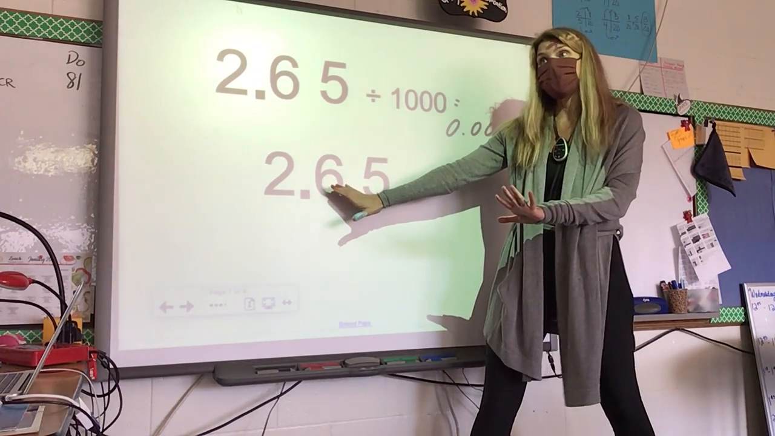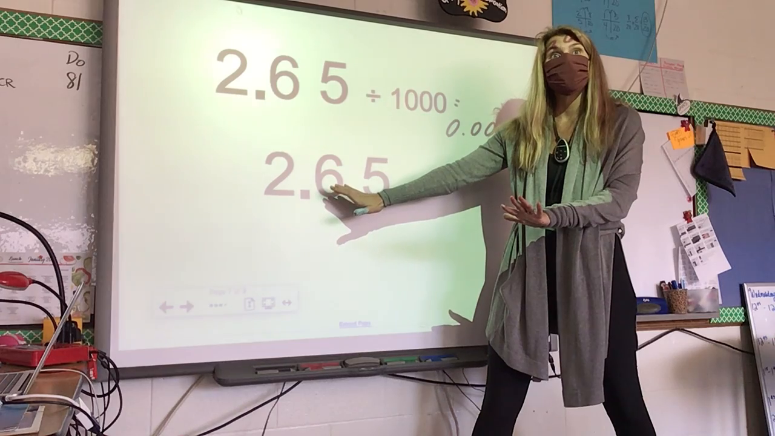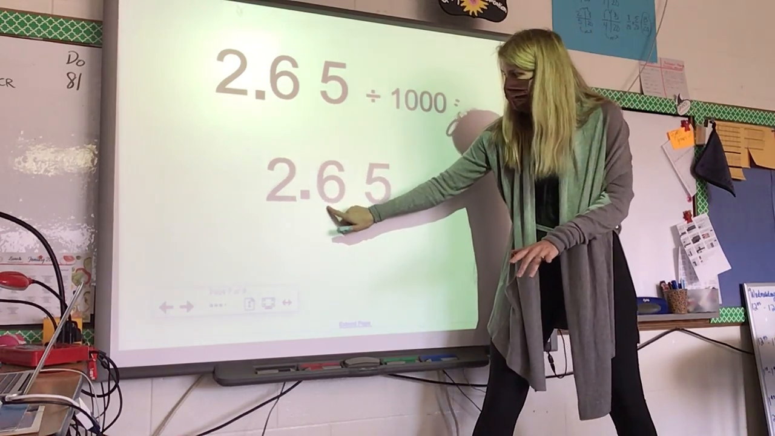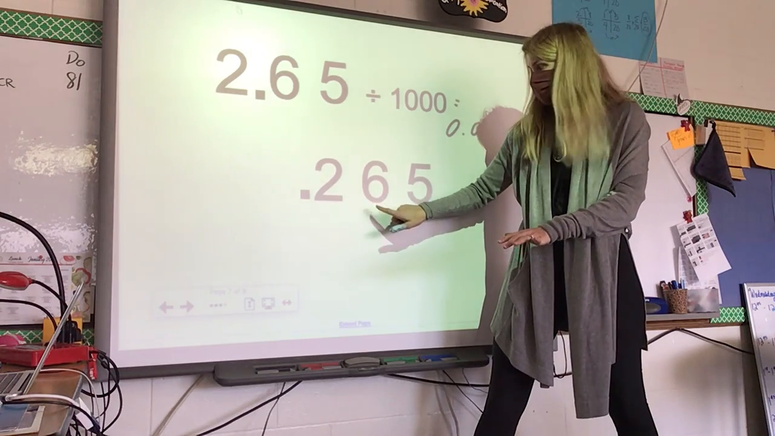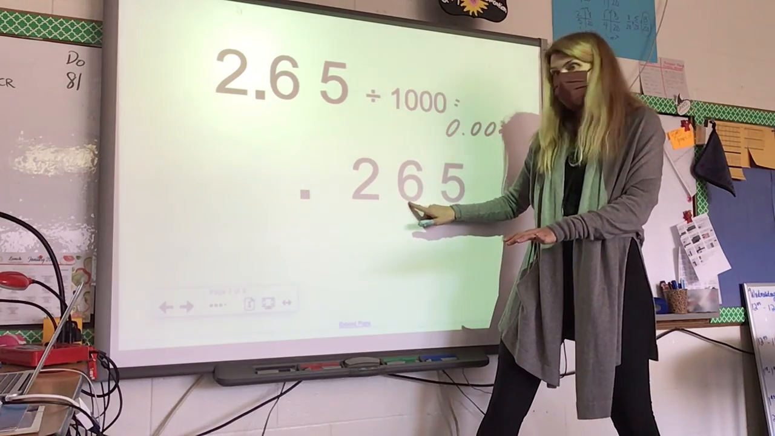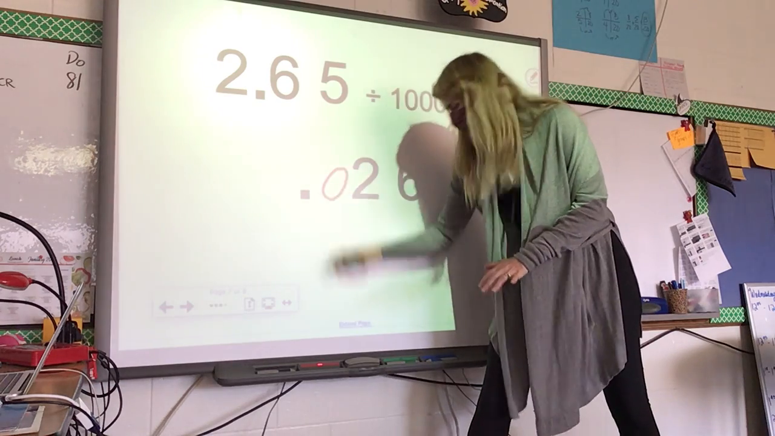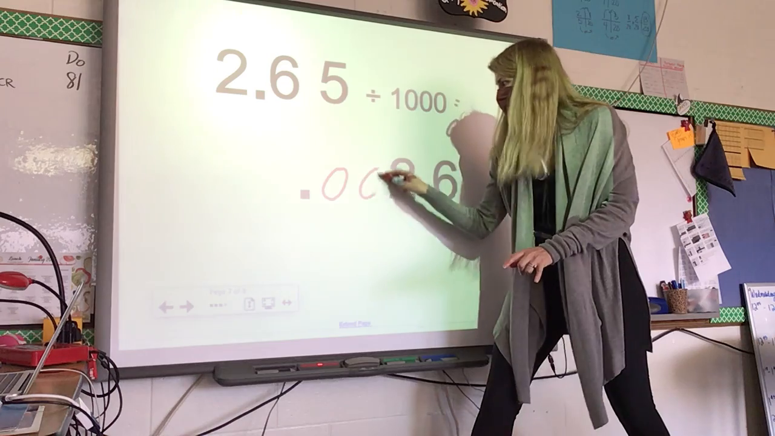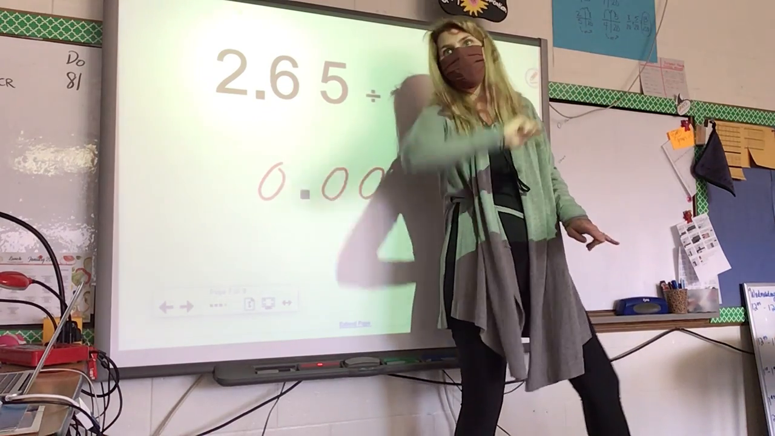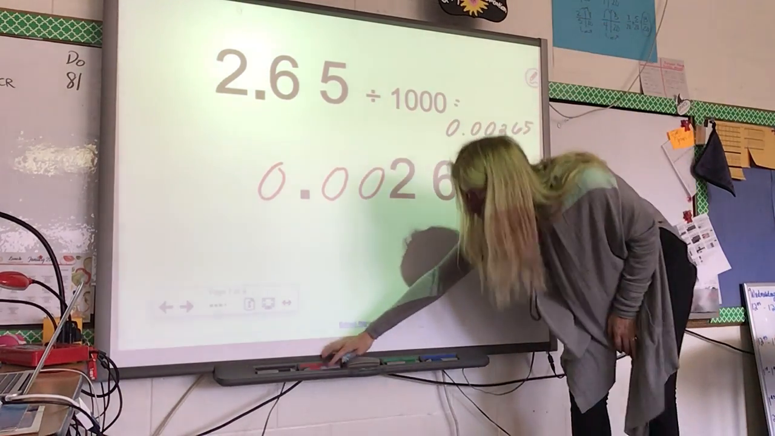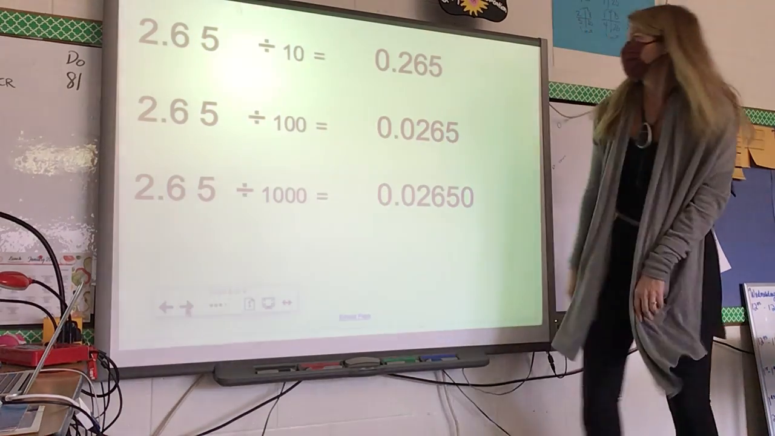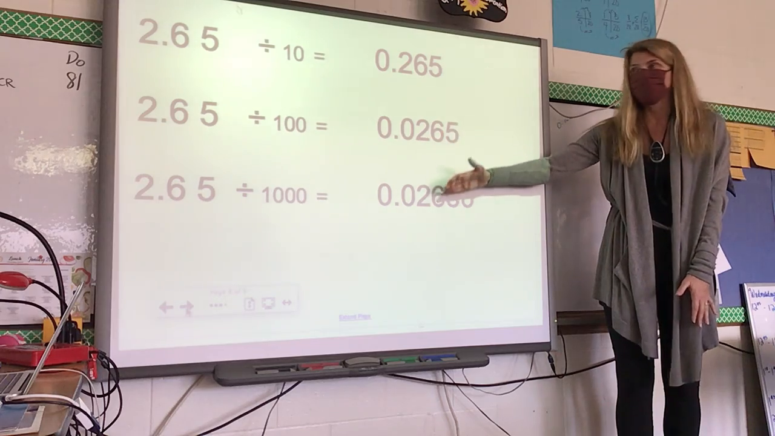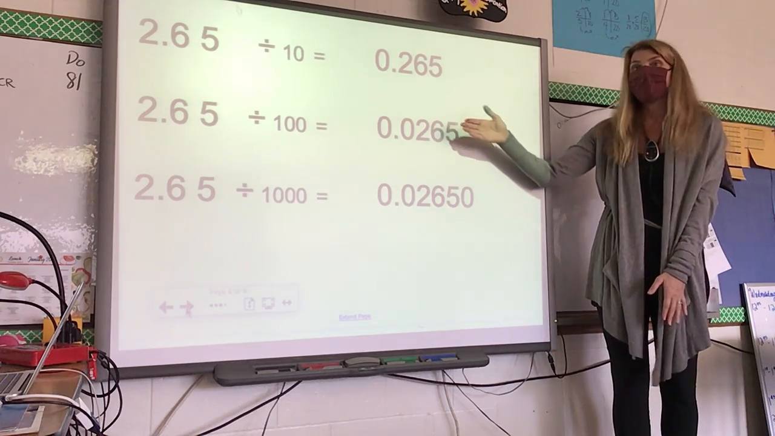I need to divide this by 1,000. I need to move it how many places smaller? 3. 3 zeros, 3 places. Here we go. 1, 2. I'm going to put that in so I don't forget. 3. 4. Cruz. Awesome prediction. All right, folks. Now let's just take a look at the final pattern. You can see every time we divide it by a multiple of 10, the number is getting smaller and smaller.